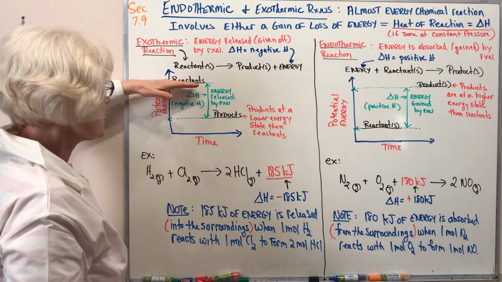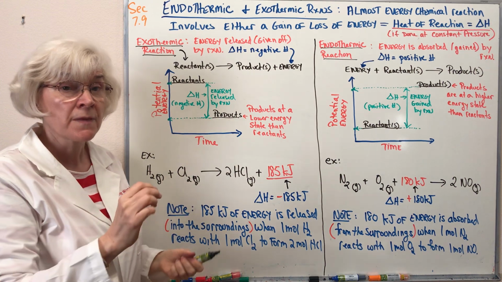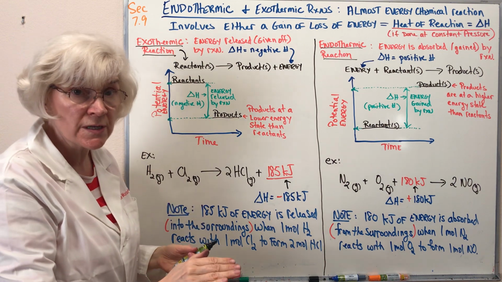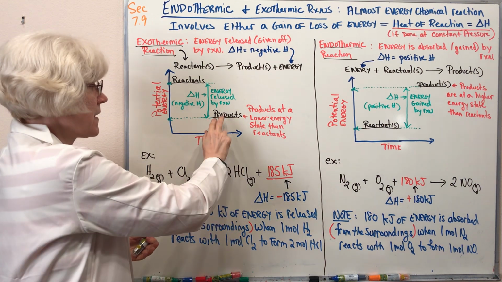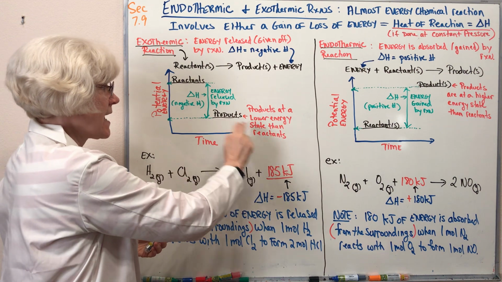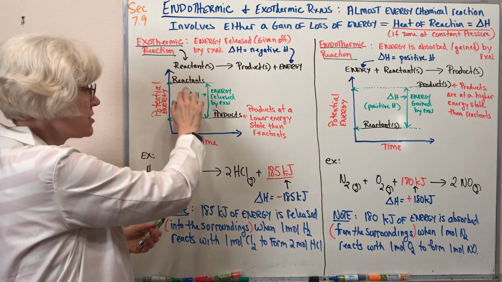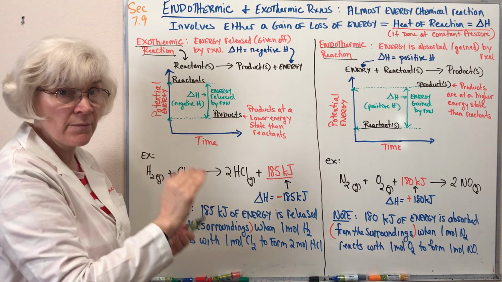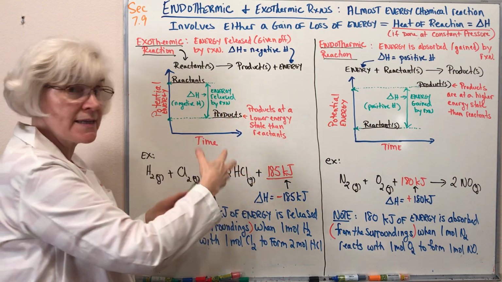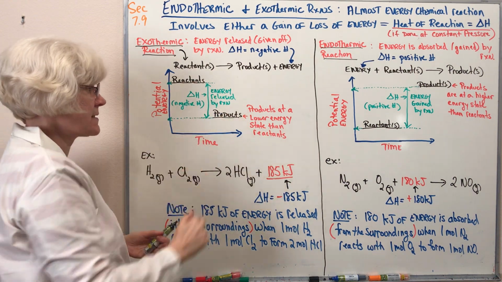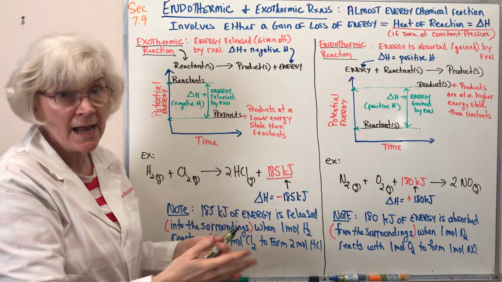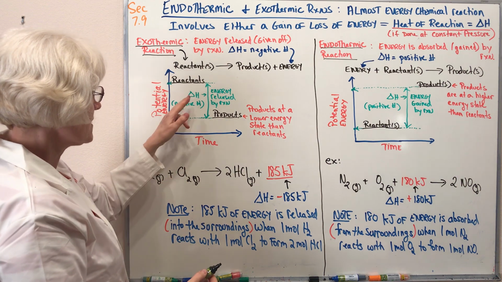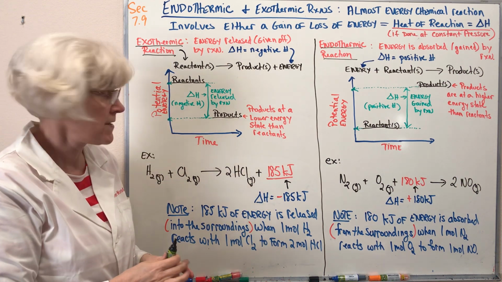So if the reactants are at a higher energy state, they are less stable than the products that they produce in an exothermic reaction. So the products are at a lower energy state than the reactants are, and as time progresses, you're moving to a more stable, lower energy product, and the difference in energy between the reactant state and the product state is released as energy into the surroundings, into the environment. So the delta H value would have a negative number to it.